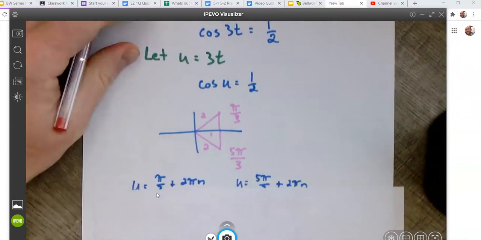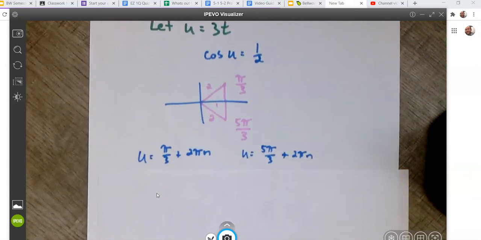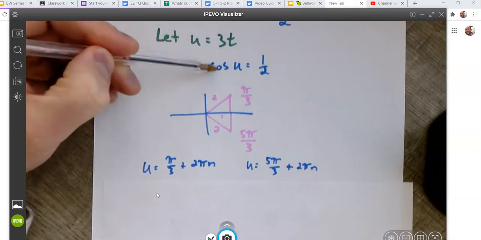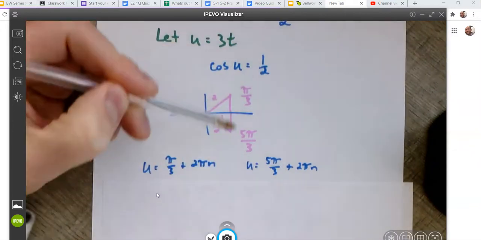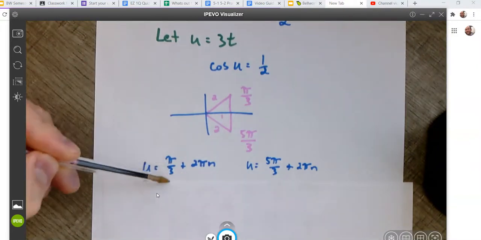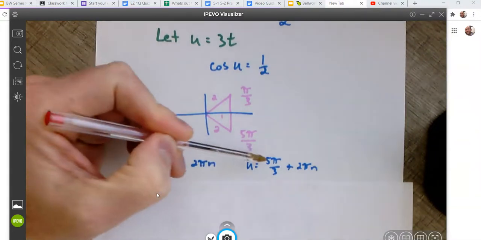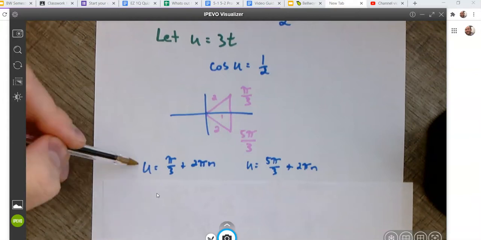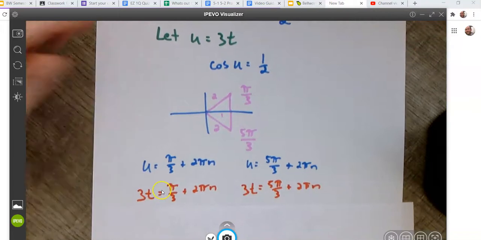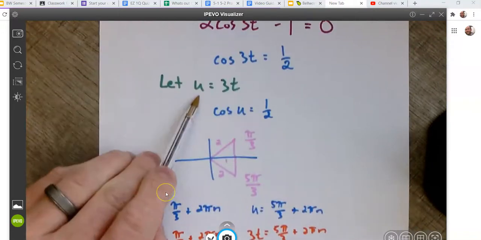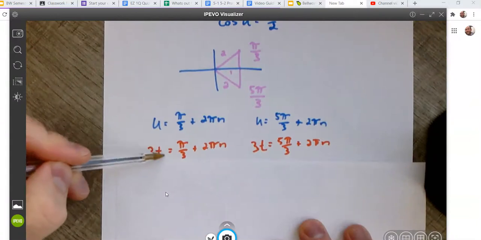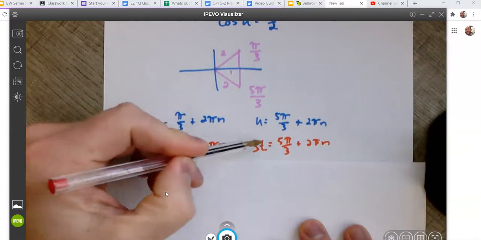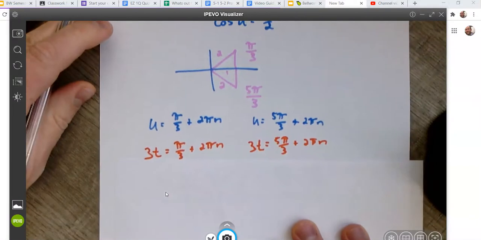There's no symmetry there, so we would need to add 2 pi n to each of those. But be careful here. We're not done. We don't pat ourselves on the back. We made this u substitution up here, and we're actually solving for u when we're doing all this. So u equals pi over 3 plus 2 pi n, and u equals 5 pi over 3 plus 2 pi n. But that was just some fictitious variable, fake variable, dummy variable that we made up. U, we're going to do some back substitution, is actually 3t. So it says right here, u is 3t. So I'm going to back substitute now, and 3t is equal to that answer, and 3t is equal to that answer. How would we solve that equation?